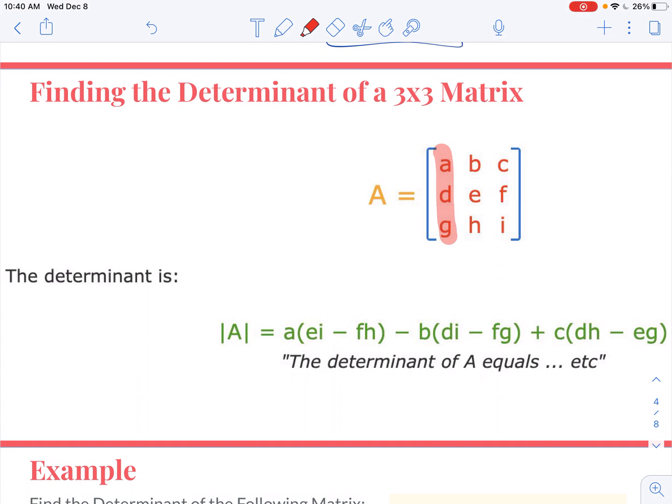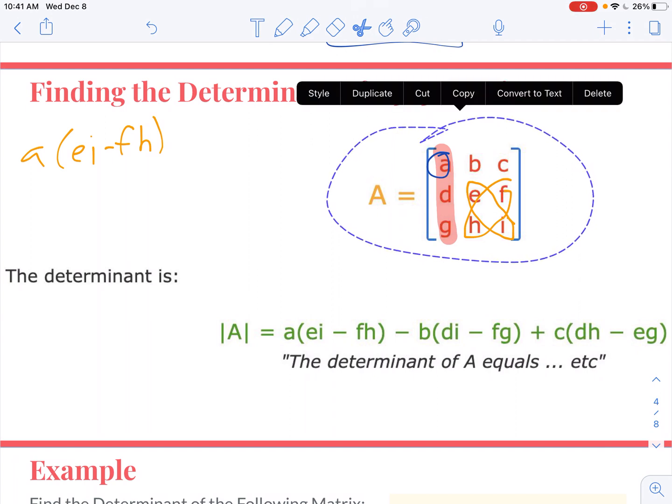You have this column here. You take this number and then you multiply it by the determinant of the 2x2 matrix that's below it. So you're going to make a determinant of this matrix here. So you do A times that determinant. You have A times EI minus FH. You take that top number, multiply it by the leftover determinant, and you always start left to right.